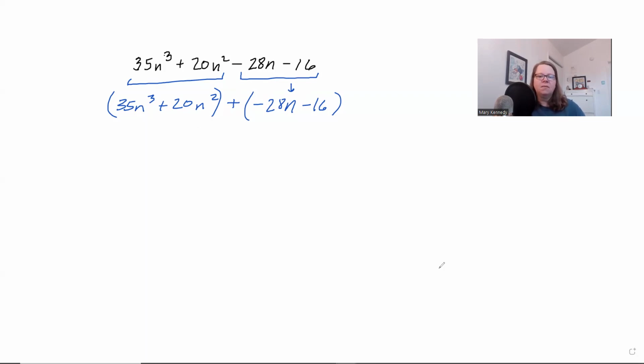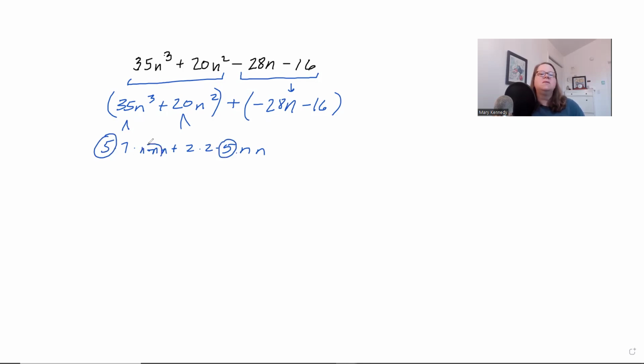Okay, all right. So from there, we're going to just start at the beginning and do this as one problem, and then we'll do the second one as a second problem. So we've got 35n cubed plus 20n squared. So we're going to factor this down into its prime factors. That would be 5 times 7, and then we have 3 n's multiplied together. That's n times n times n. And then 20 is 4 times 5, which is 2 times 2 times 5, and then 2 n's. Okay, so when we look at this, we have a 5 in common.